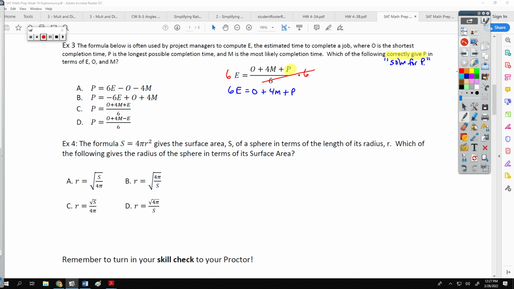Then if we want P by itself, we will need to move both the O and the 4M to the other side of the equation. So we would subtract O and subtract 4M, which means we would have P equals 6E minus O minus 4M, which would be A.